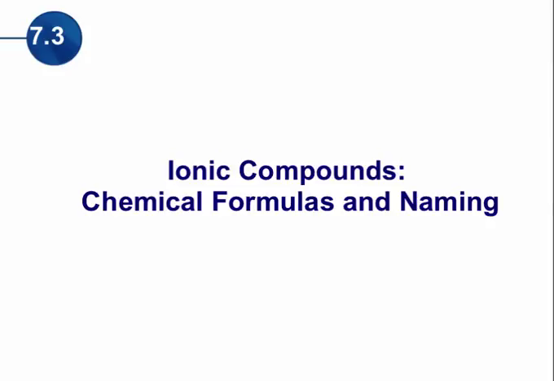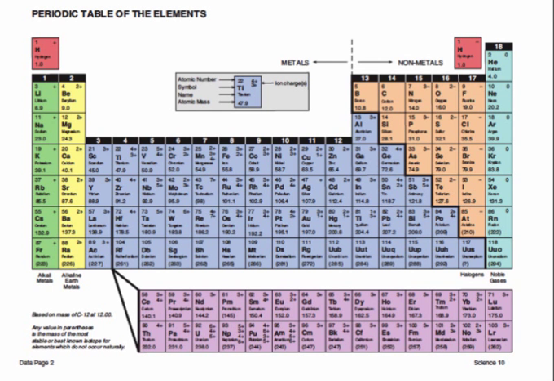We're going to look now at ionic compounds and how to write both the formulas and how to name them. Before we get going on this lesson, make sure you have in front of you your data booklet, and specifically your periodic table of elements from your data booklet. This is going to be absolutely necessary as we work our way through chemical formulas.